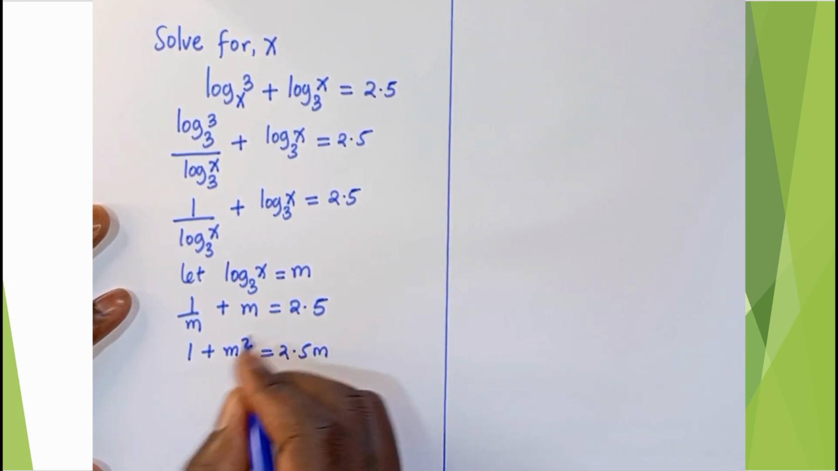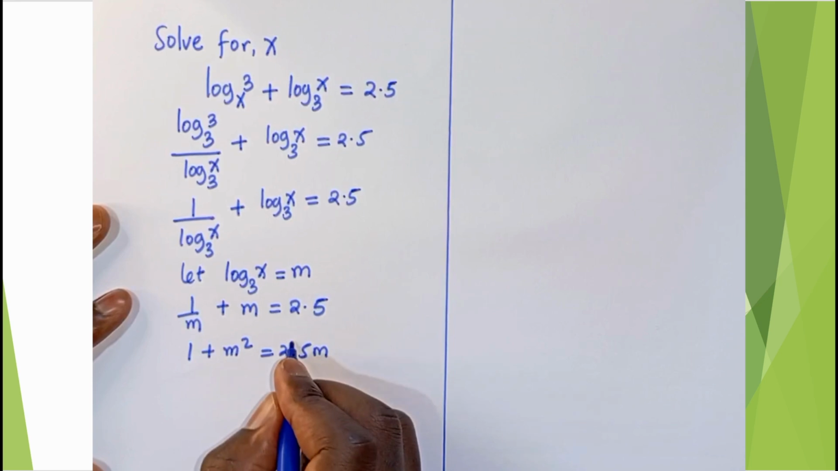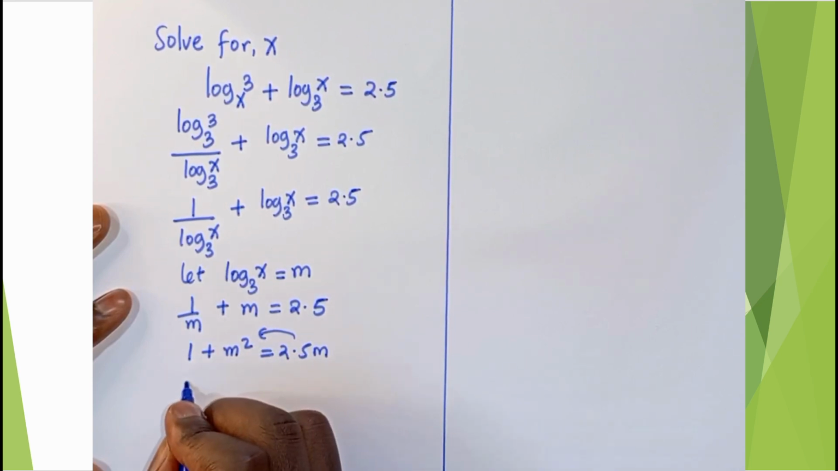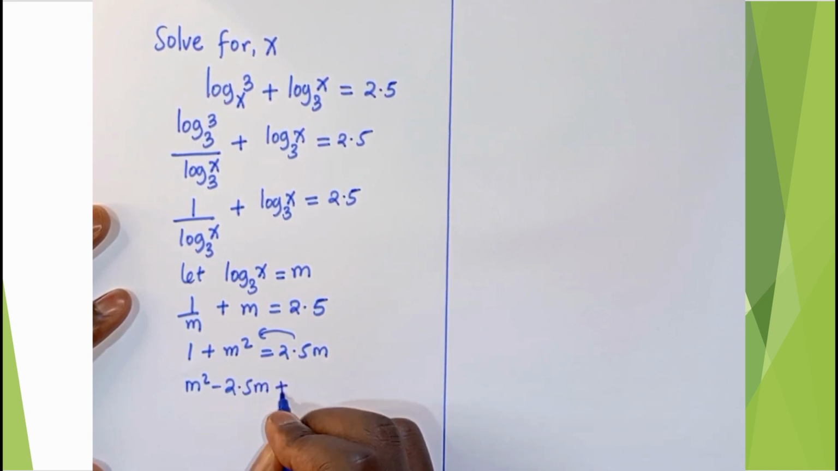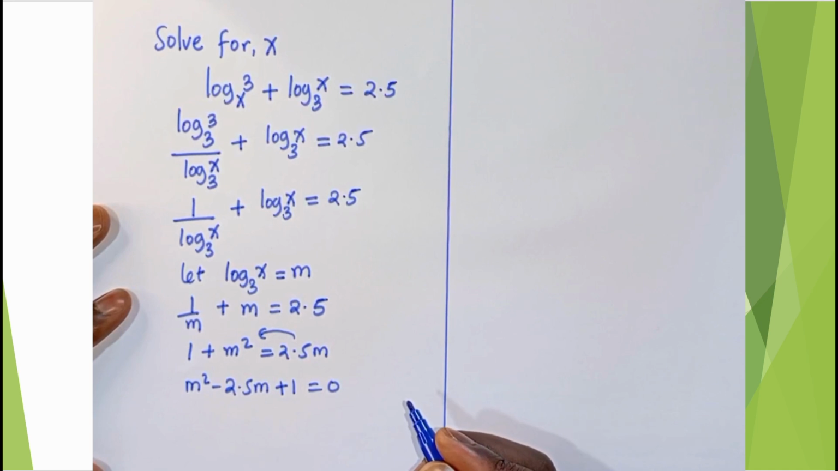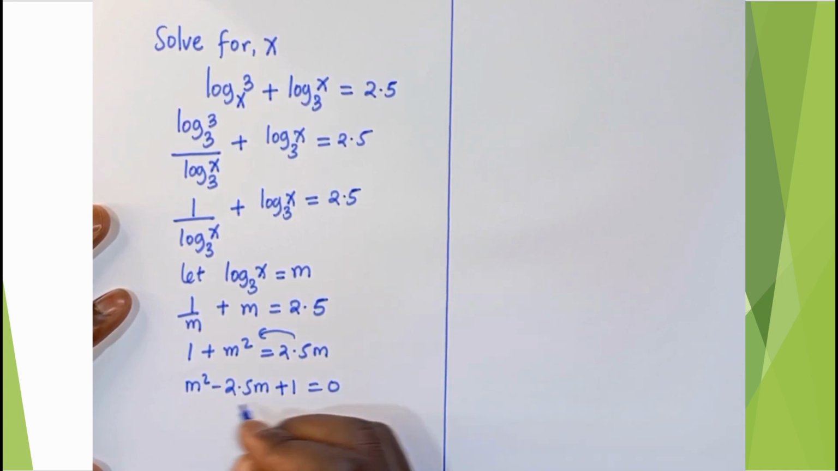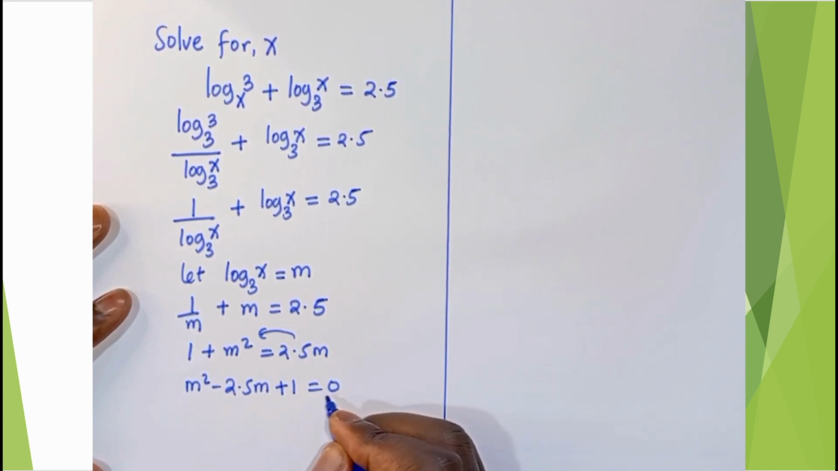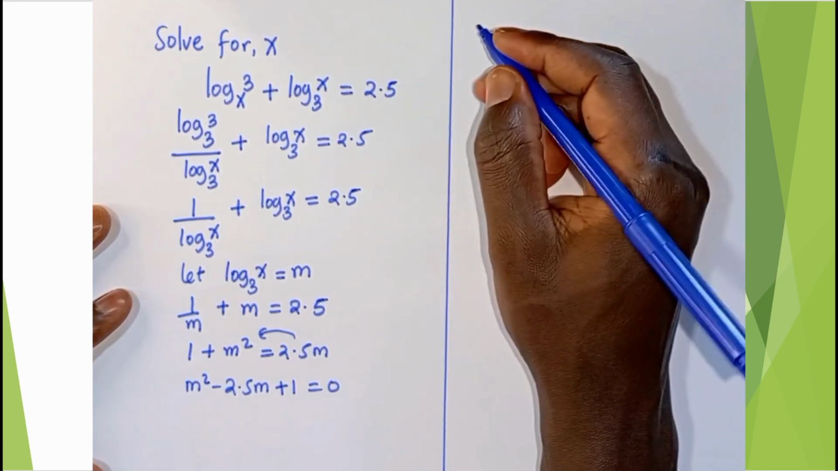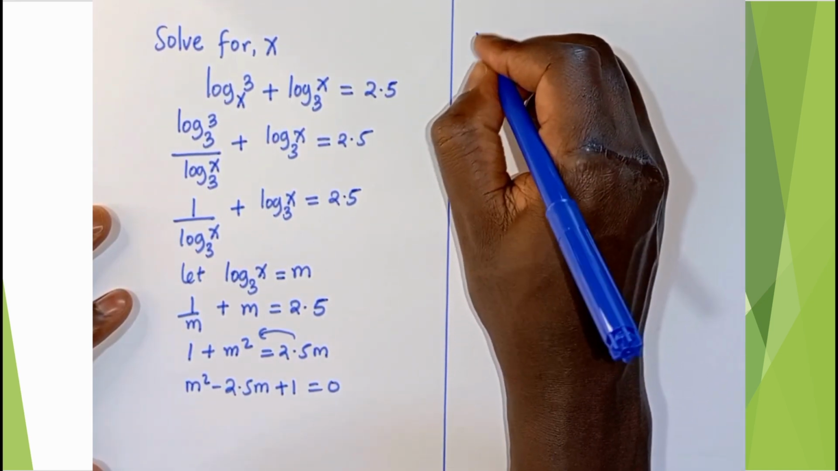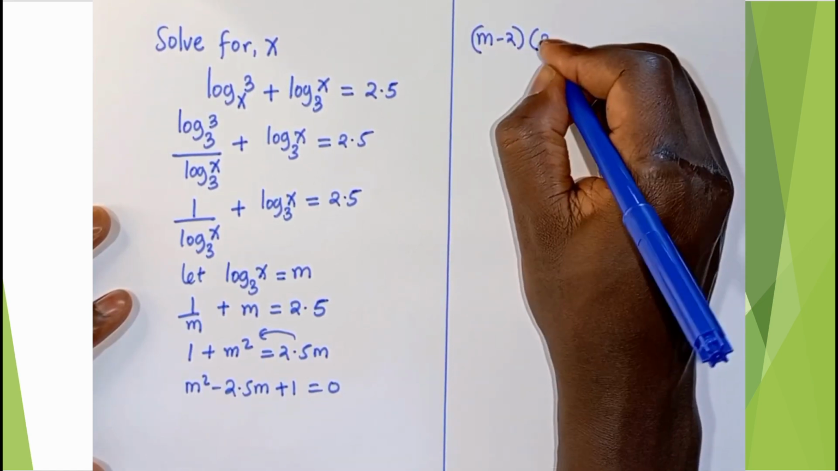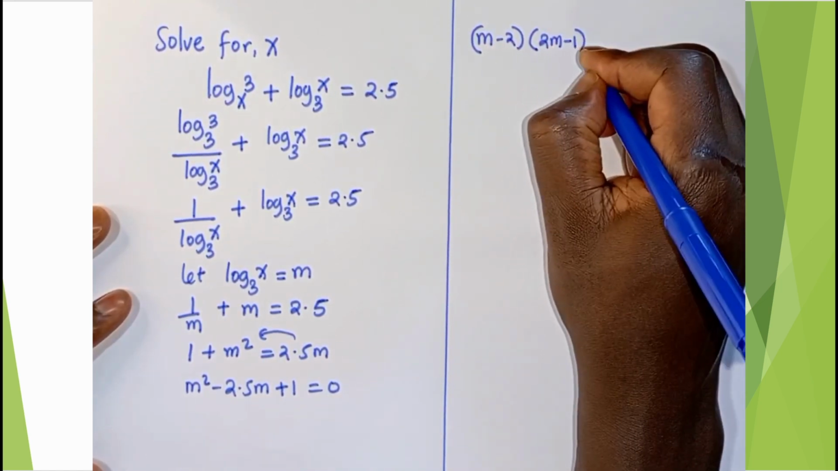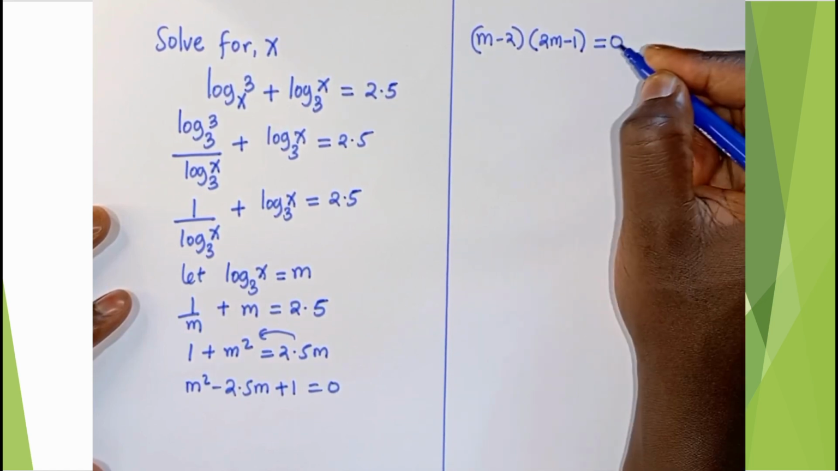Now doing some rearrangement, we have m square minus 2.5m, then plus 1 is equal to 0. So solving the quadratic equation in any way you want, for this case, you'll end up having m minus 2 into 2m minus 1 is equal to 0.